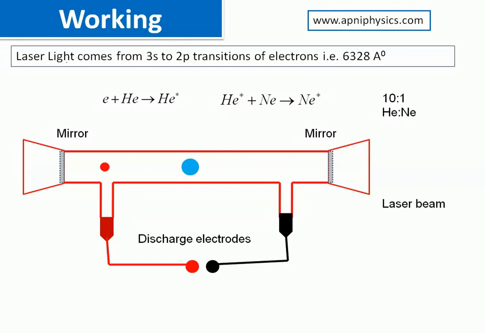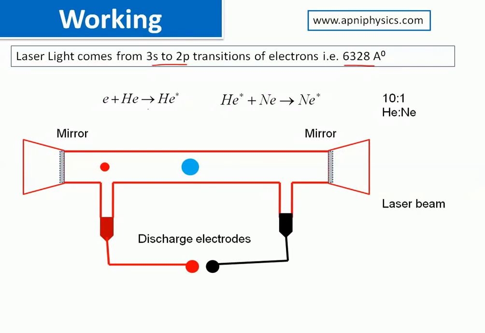So in a laser, the light comes from 3s to 2p orbital transitions of the electron, and that output is of the order of 6328 angstrom. 1 angstrom is equal to 10 raised to the power minus 10 meter.